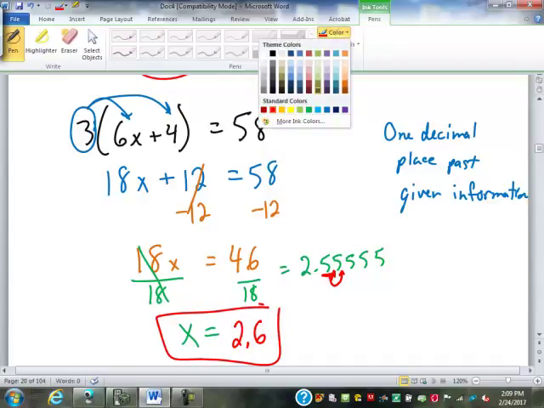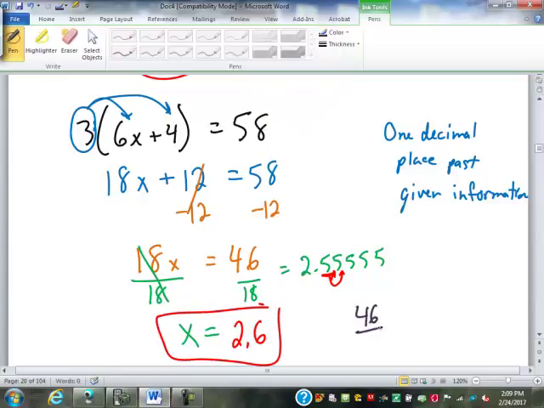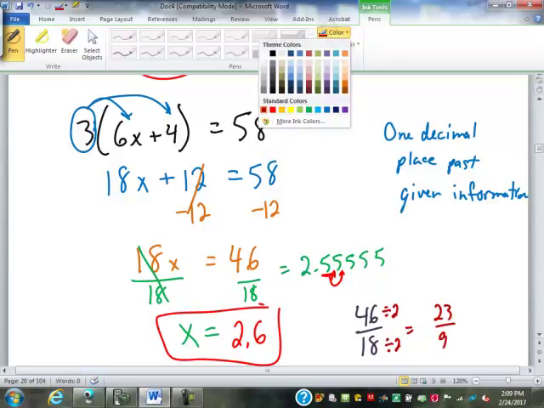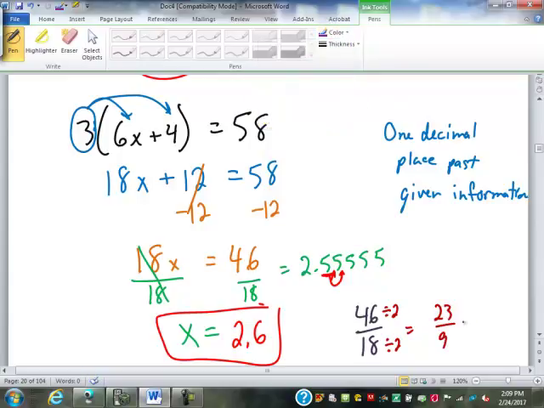Another option, if we wanted to give an exact answer, is as a fraction, 46 over 18. We can treat that division like it is just a fraction. We can go back and forth between those two modes. Both 46 and 18 can be reduced by 2, which gives me 23 over 9. Then I can turn that into a mixed number. 9 goes into 23 twice. 2 times 9 is 18. So that leaves us with 5 left over. So 2 and 5 ninths. Either one of those answers would be acceptable.